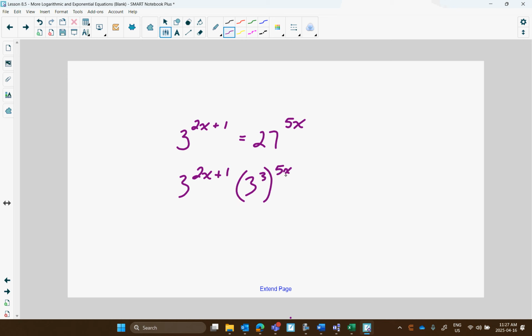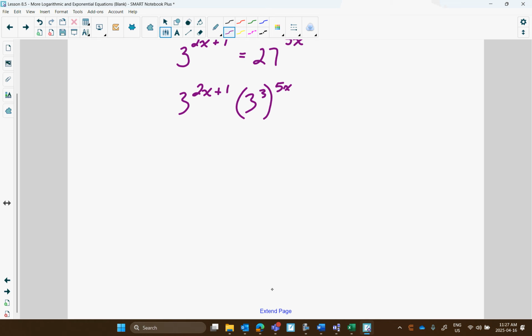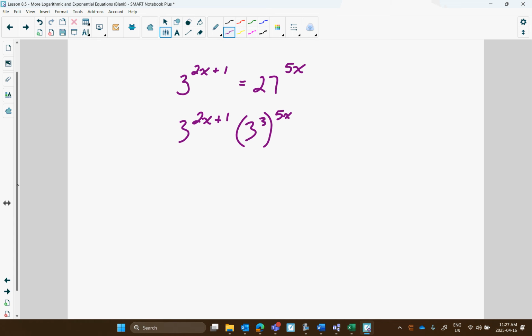Want us to write this in? Yeah. Now what? Can't do that yet. So you have to simplify this. Reduce to 3 to the 15. Now what?